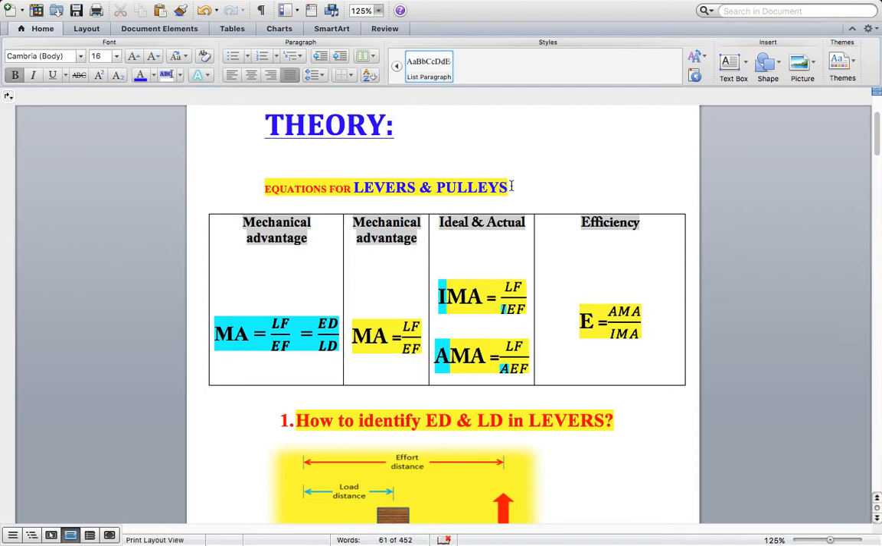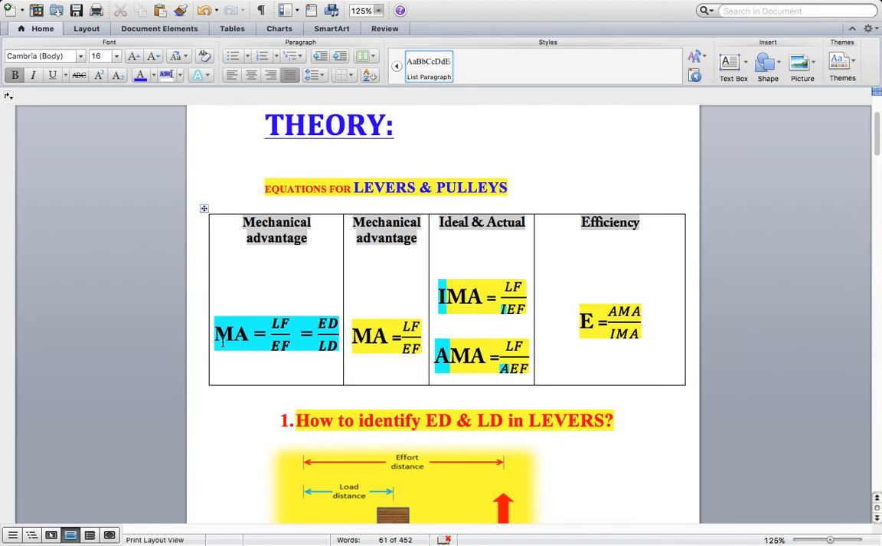No one will give you the equations in the question paper. So you have to study, you have to memorize these equations. If you still don't know, please study it now. I will tell you a simple method to memorize these equations. Let's start with the mechanical advantage equation.